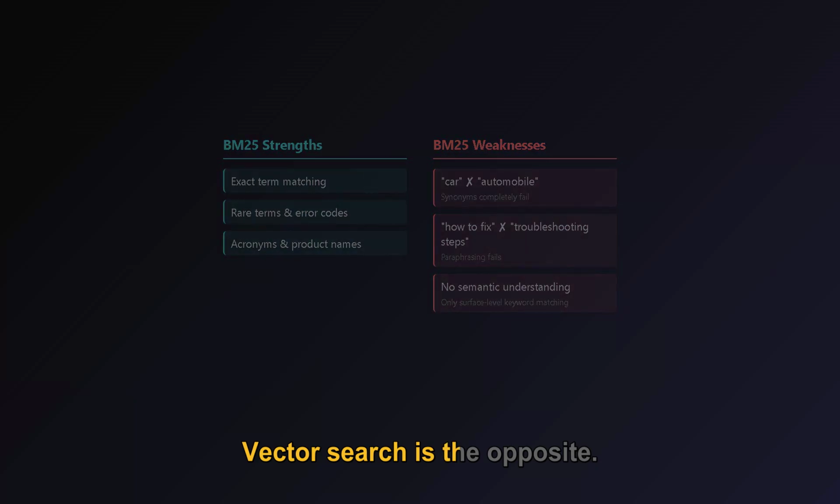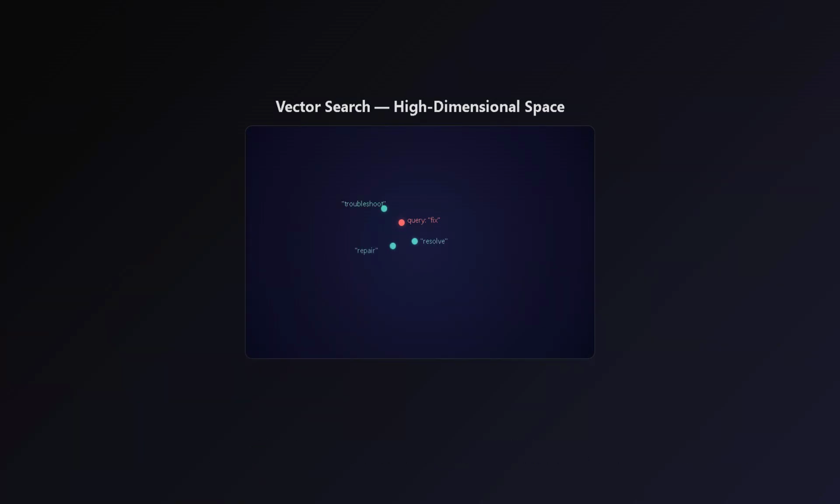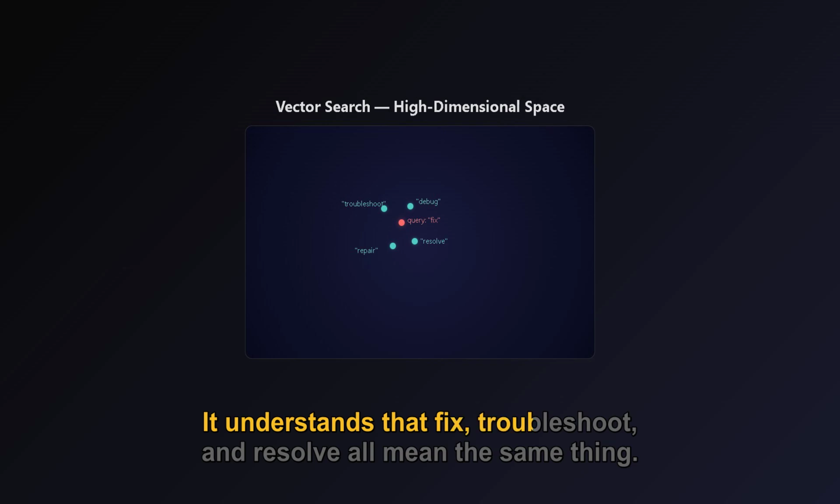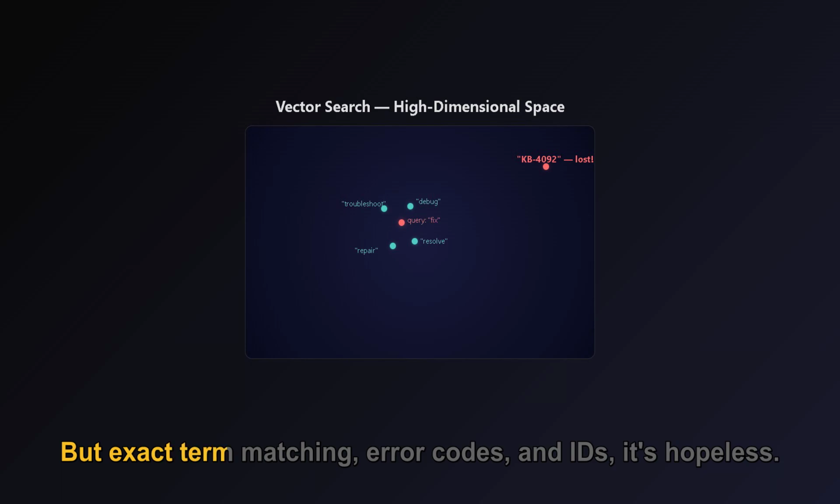Vector search is the opposite. It embeds your query into a high-dimensional space and finds the nearest neighbors. It understands that fix, troubleshoot, and resolve all mean the same thing. It handles paraphrases and even cross-language similarity. But exact term matching, error codes, and IDs, it's hopeless.